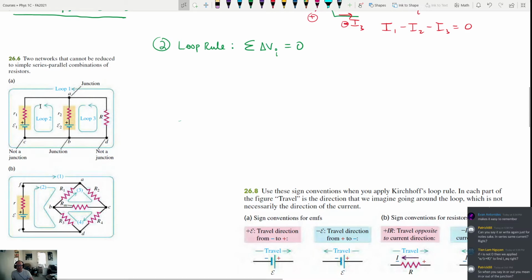Well, there are 3 loops drawn in here. One of them is this loop here that's called loop 2. One of them is this loop here that's called loop 3. And then another one is this loop on the outside that's called loop 1. This is, in fact, the total maximum number of loops that you can draw in this circuit.